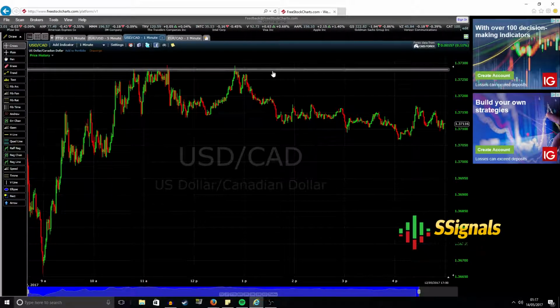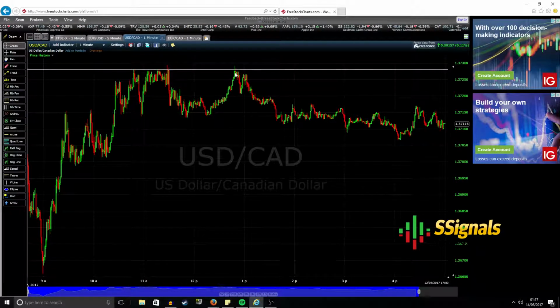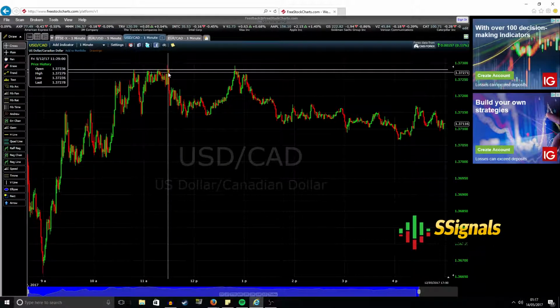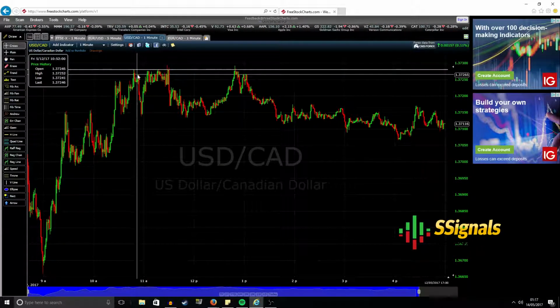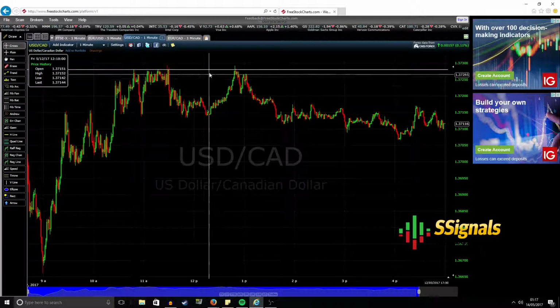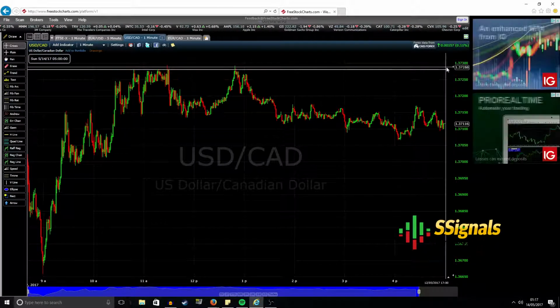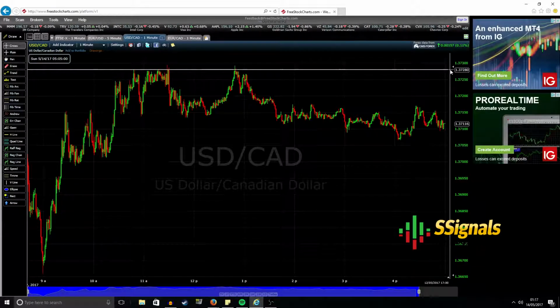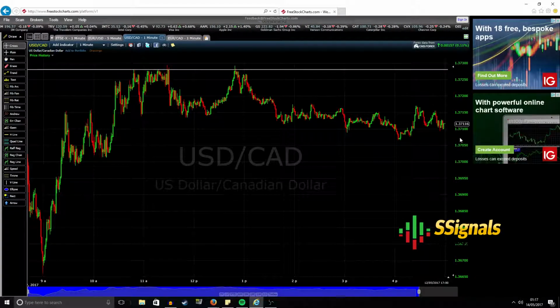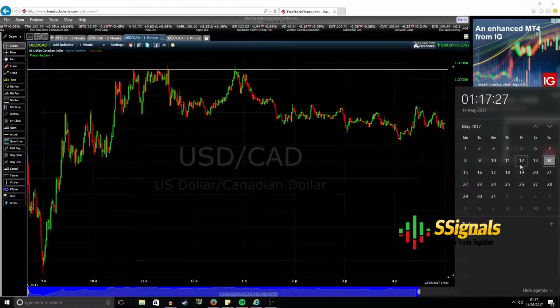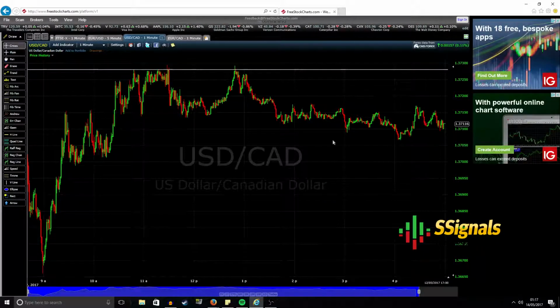If I click here, as you can see, it touched here twice, a few times here, a few times here, and a few times here. So this is a really strong resistance zone. If price was to climb up here and touch this zone eventually, I'd expect it to go back down. At the moment, it's 1 AM on a Sunday, so markets are closed, so that's why the charts look like how they do.